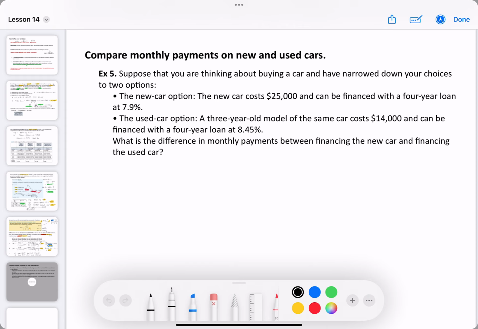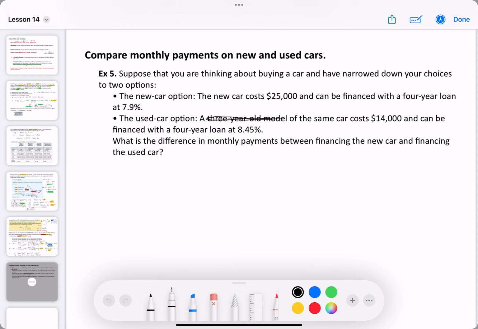The used car option, a 3-year-old model of the same car, costs $14,000 and can be financed with a 4-year loan at 8.45%. So do not let this word, 3-year-old model, confuse you. It's nothing about our question. Just memorize this as an old car. It doesn't matter how many years old the model is. Okay, what is the difference in monthly payment between financing the new car and financing the used car?